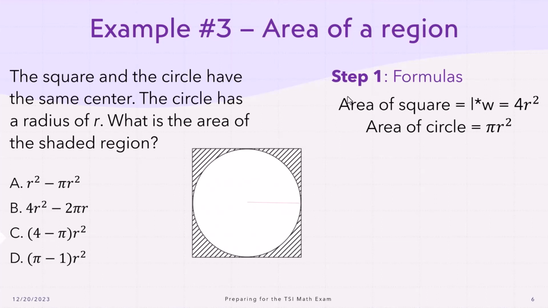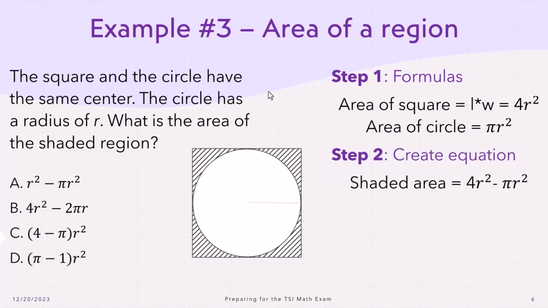So when we think of the formulas, the area of the square is simply the length times the width. Well, if the length and the width are both 2 times the radius, then we have 2 times the radius times 2 times the radius, which is 4 times the radius squared. The area of a circle, of course, is pi r squared.